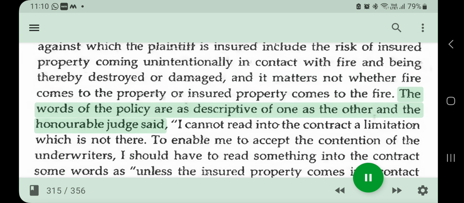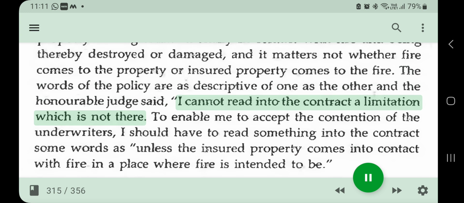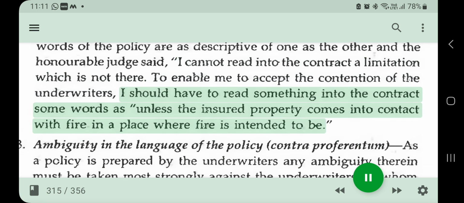The words of the policy are as descriptive of one as the other, and the Honorable Judge said, I cannot read into the contract a limitation which is not there. To enable me to accept the contention of the underwriters, I should have to read something into the contract, some words such as, unless the insured property comes into contact with fire in a place where fire is intended to be.